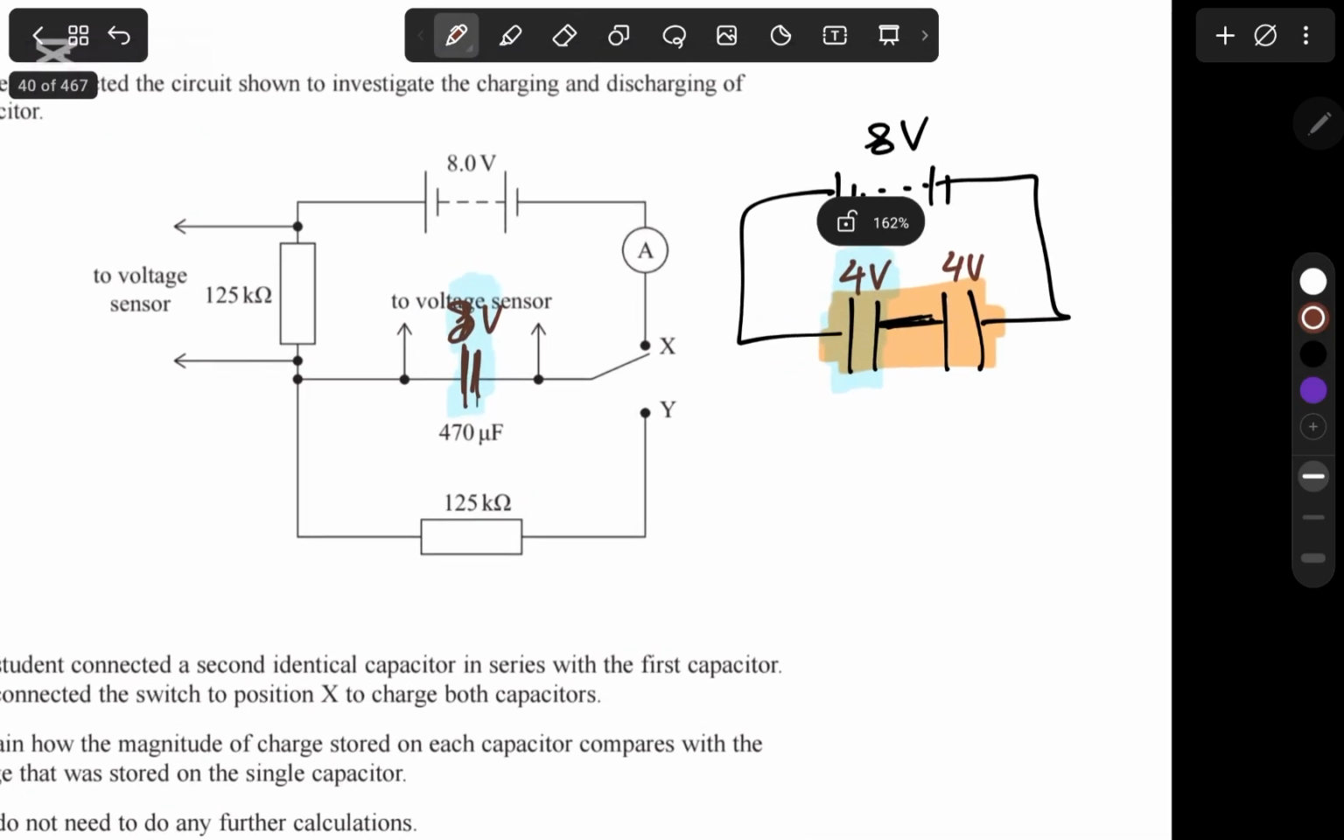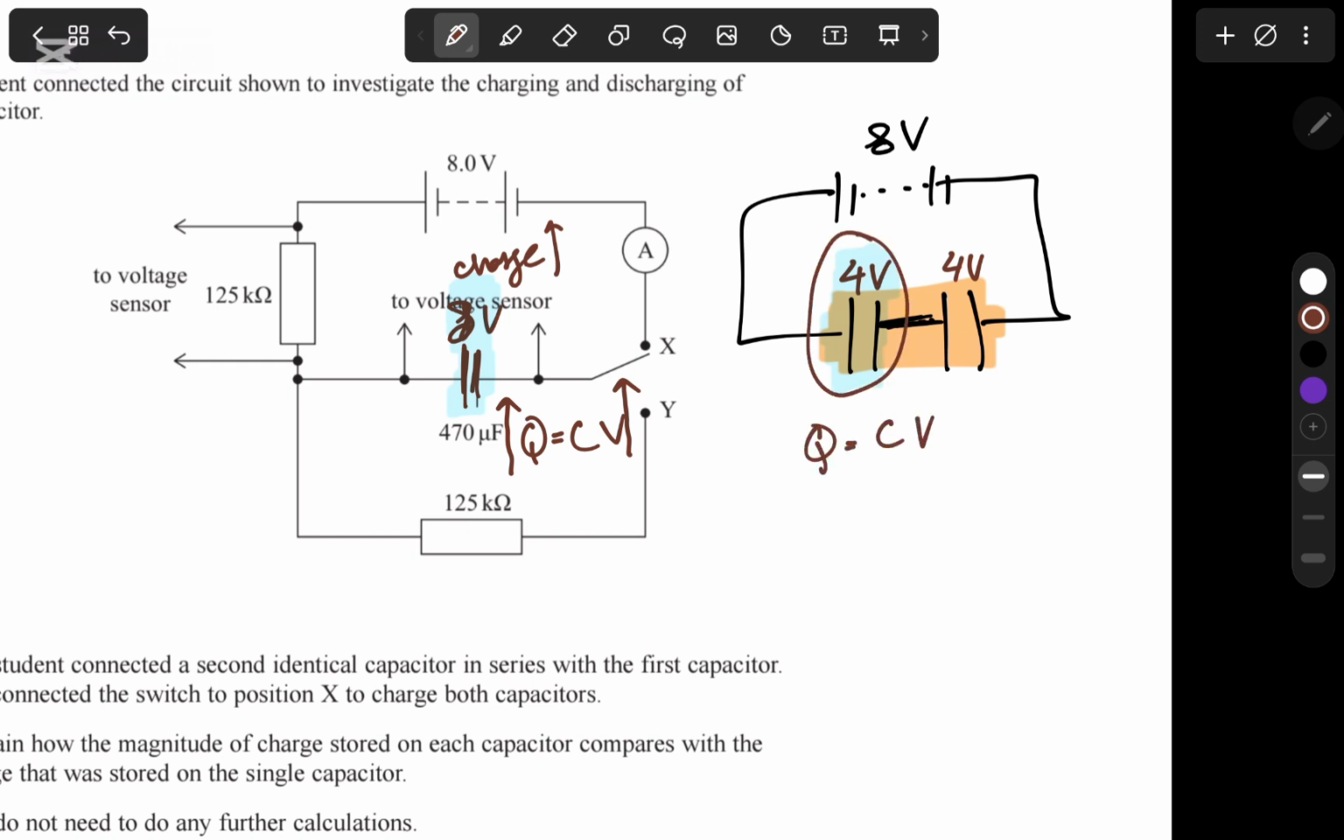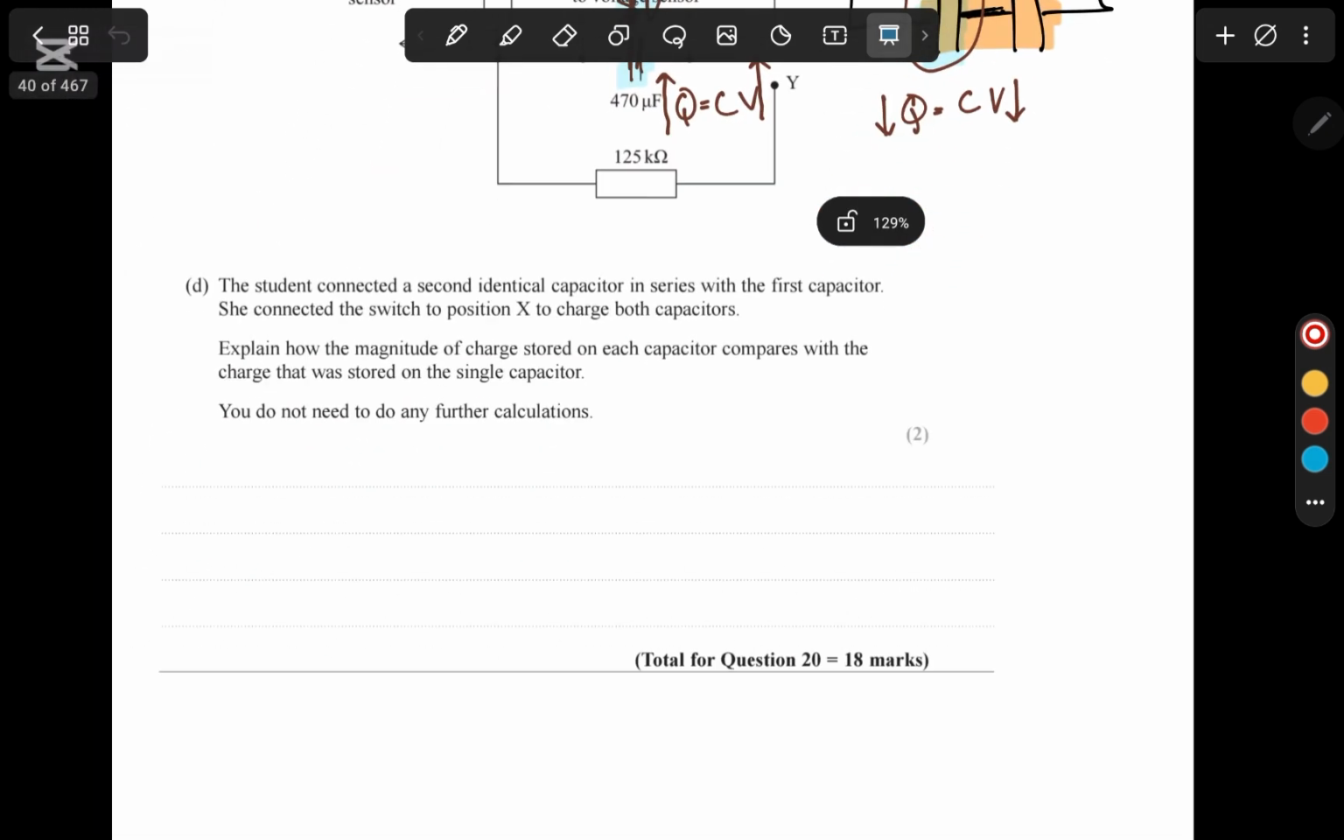So we know Q is equal to CV, okay? And here if we see the potential difference across this capacitor is more, so the charge is going to be greater. So charge here is going to be more. I'm going to take this capacitor here, Q is equal to CV. We can see that the potential difference is less, so the charge will be less when compared to the capacitor alone.